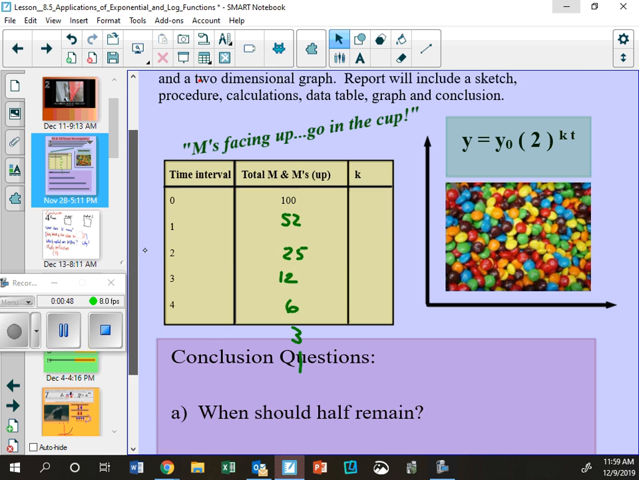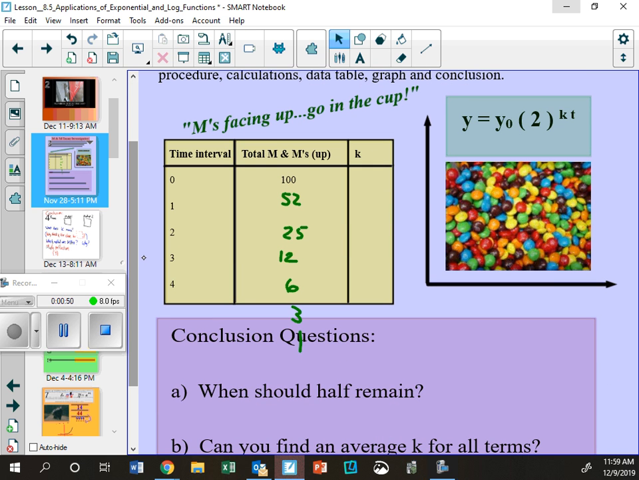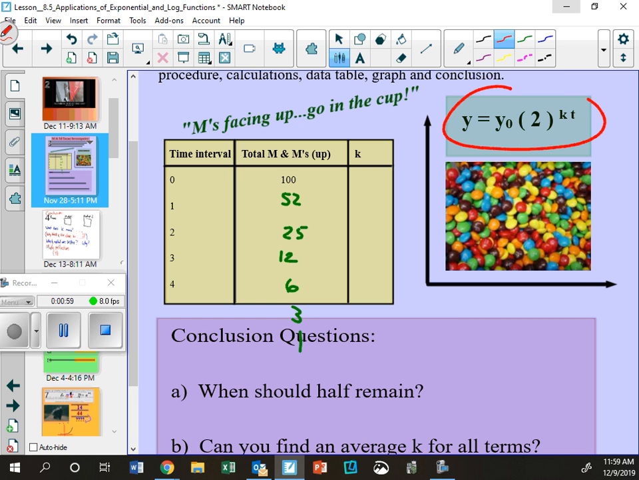Let's say that this was your data. You had 100 M&Ms, then you got 52, then you got 25, then you got 12, 6, 3, and 1. And imagine for a moment that I'm now trying to solve for K. Who can tell me where to put what? Isn't that hard? KT. All right, so of these two spots that have a Y, which one of them should be the 100? Y sub 0 is the 100, okay?